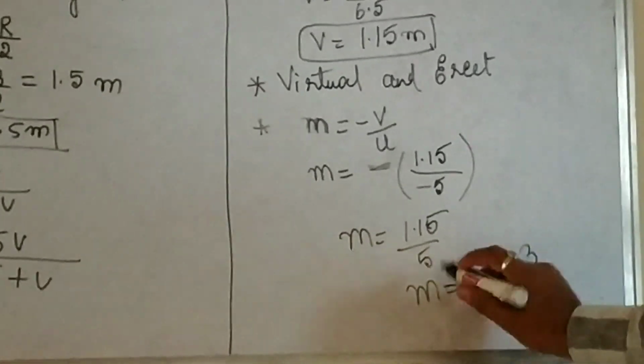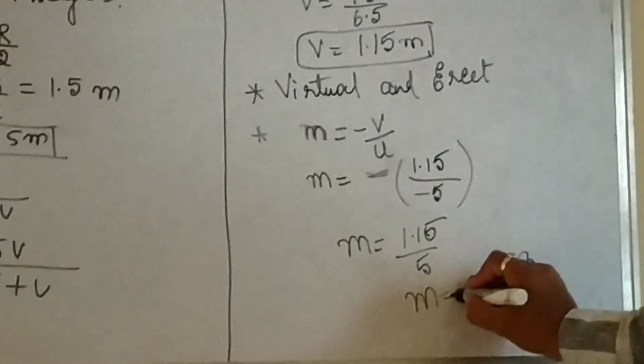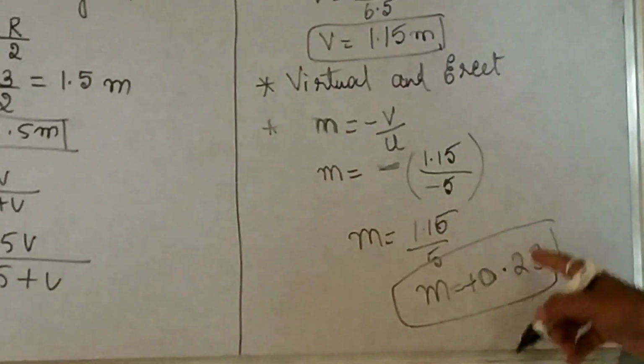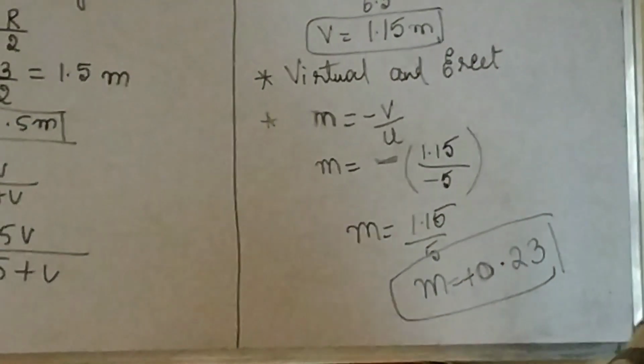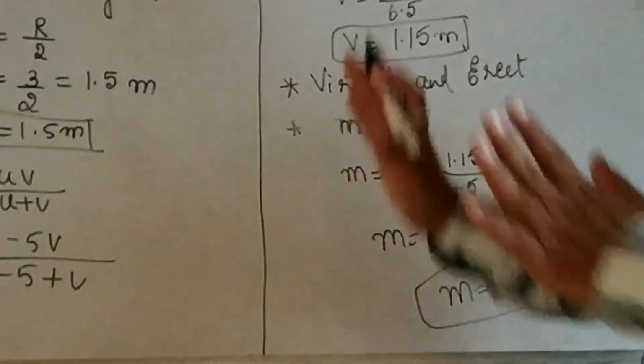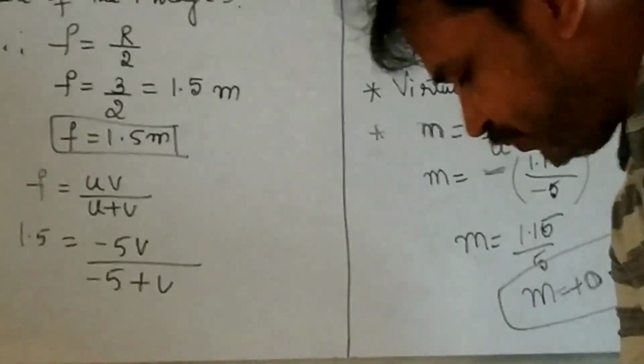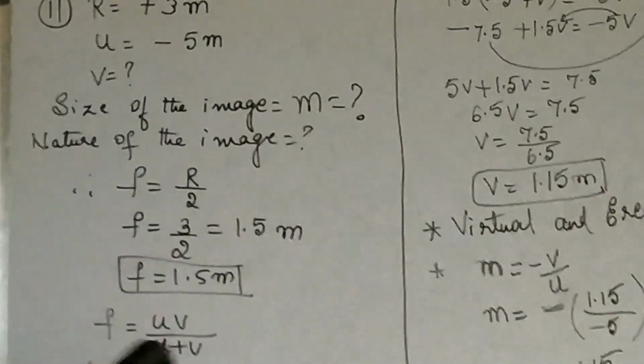So you get positive value. M means a positive value, that is magnification is plus 0.23. So this is the answer. Now what is the meaning of this problem? I'll explain to you. Hope you have understood this problem.